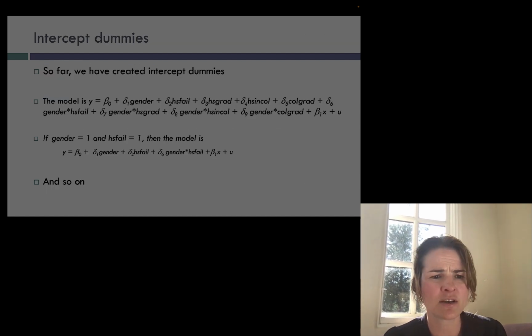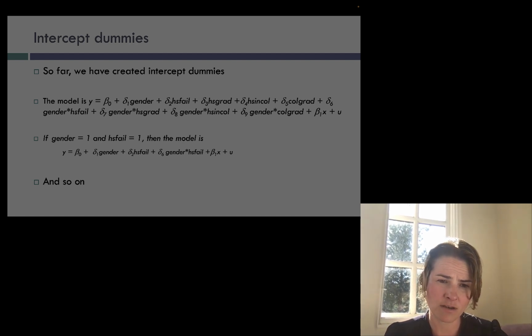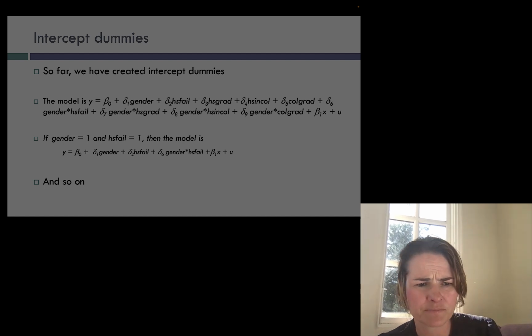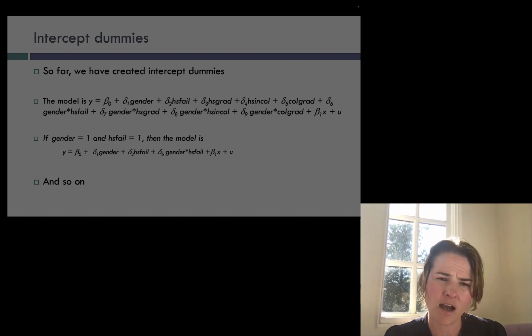So for example, here, if gender was equal to 1 and high school fail was equal to 1, the model would look like you'd want the coefficient for gender plus the coefficient for high school fail plus gender times high school fail, right? Plus that one. So you would have a 1 there, a 1 there, a 1 there, and then the rest of the model to estimate in that specific case.